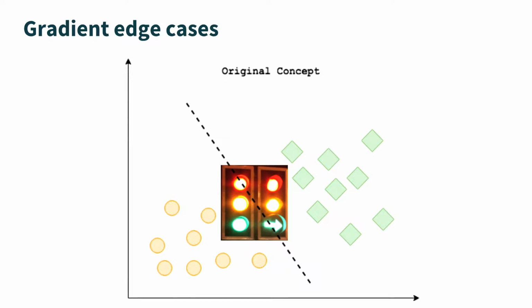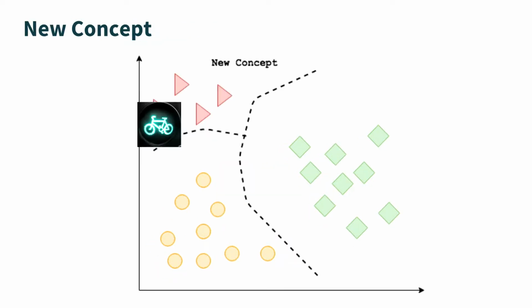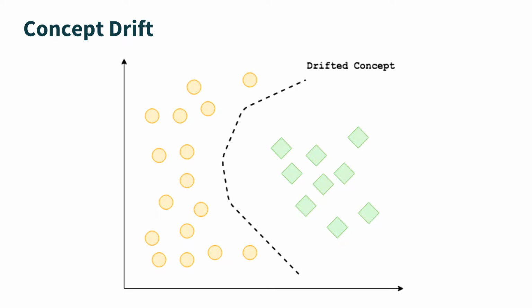What may happen outside these boundaries? There might be gradient edge cases between the two classes we have learned so far. There might be a new concept in production. So we might discover a new type of traffic signal, for example, that we have never seen before, and we should monitor our traffic to discover those new concepts. The user behavior, the system behavior, the world behavior is changing over time, and the concept might drift.